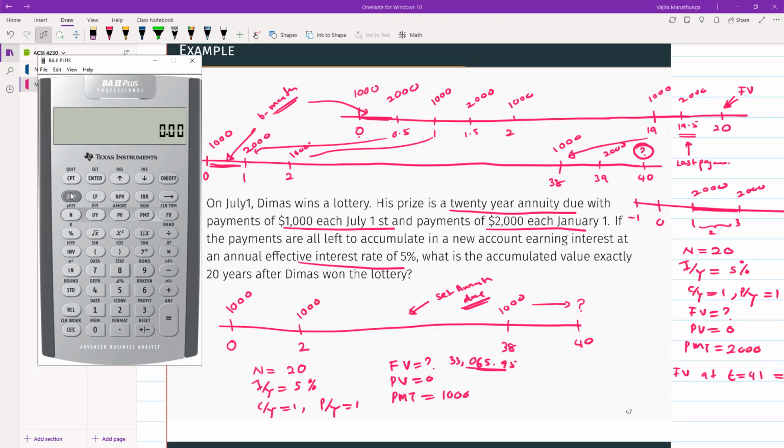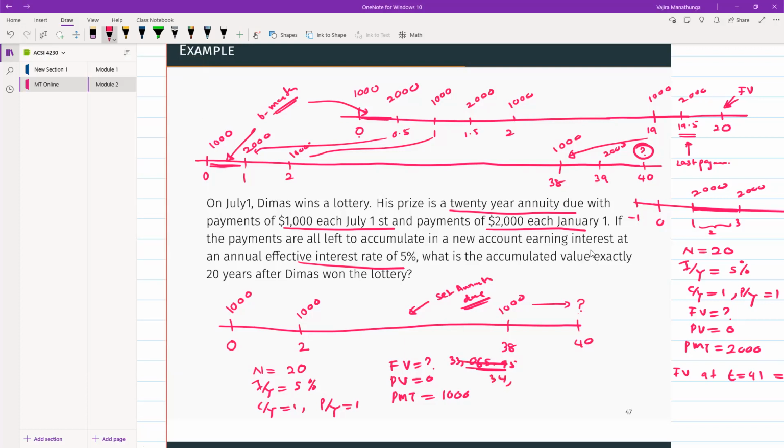So I need annuity due, so second payment, second set. Now I need to begin. I enter 20 for N, 5 for I/Y, and 1 for the others. Then 0 for present value, 1,000 for payment, and compute future value. So it's 34,019.25. That's the value.